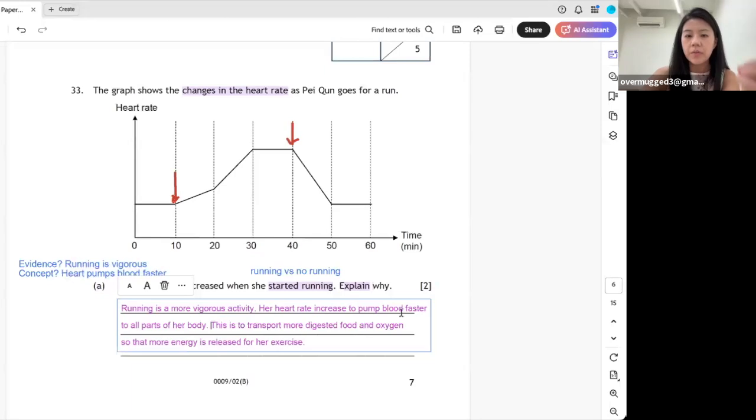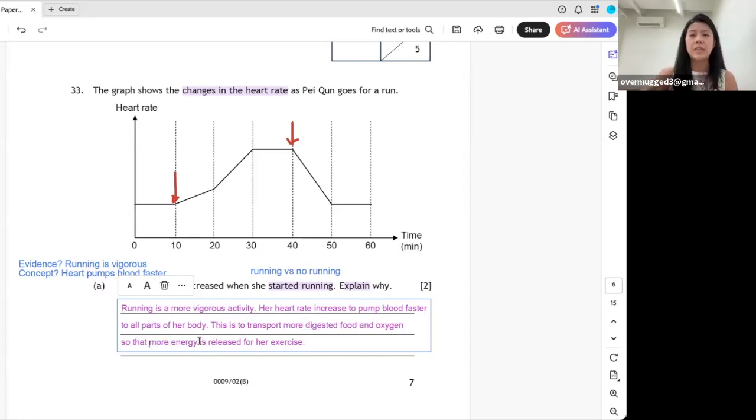So a few things to take note of here. You pump blood faster. You do not pump more blood. But what you do get more of in your body is that more things are transported. So examples of more substances that are transported would be digested food and oxygen, all right? And to finish off the story, we also put in the phrase, more energy is released.